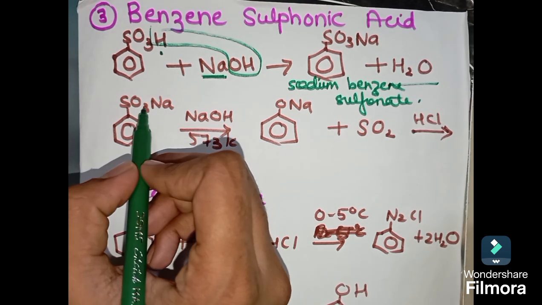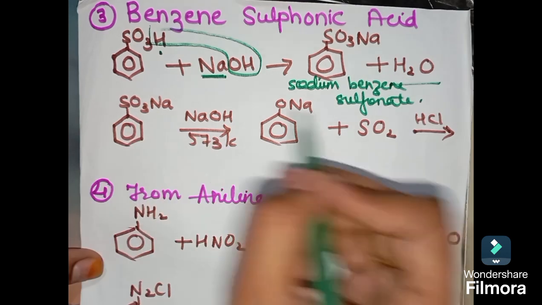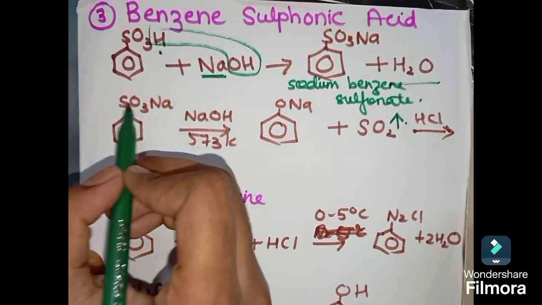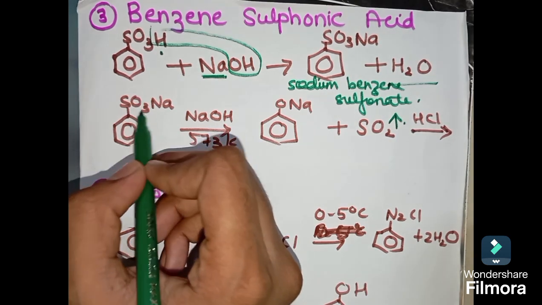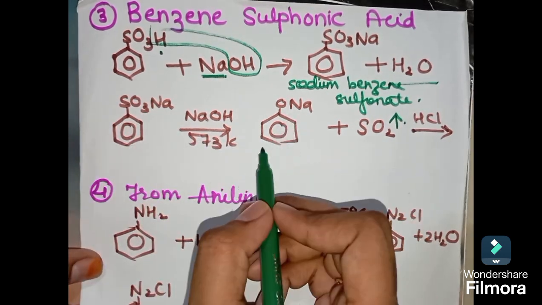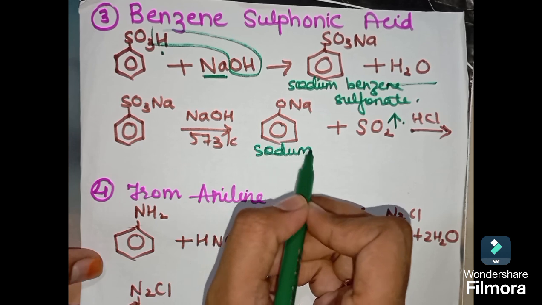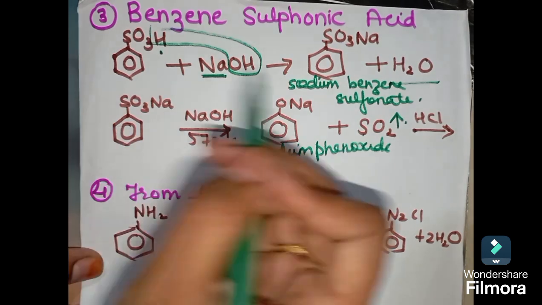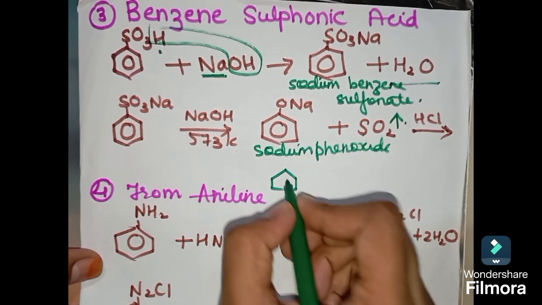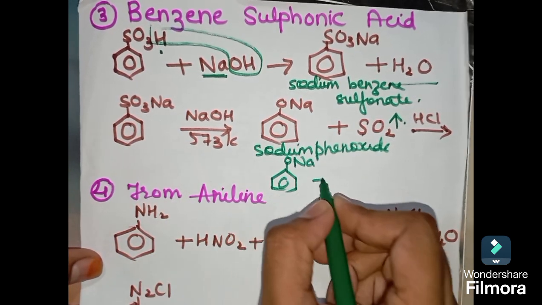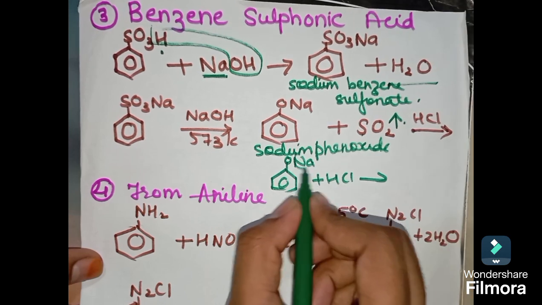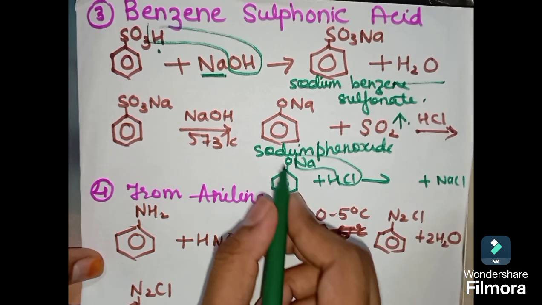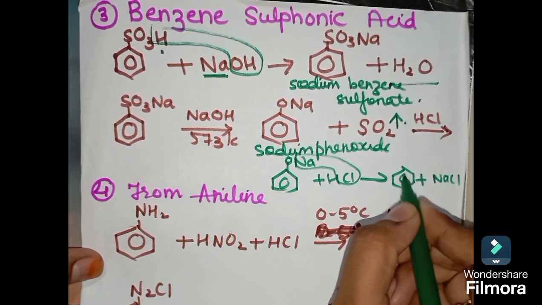Now what will happen over here, students? This SO2 will get evaporated. Now whatever is remaining over here, one oxygen and Na, will form sodium phenoxide. Okay. But this is not the final product, right? I have to get phenol. How I will prepare phenol from sodium phenoxide, that you are aware of. I have to take HCl, and this Na will combine with the Cl, and this H will take the place of Na. It will form phenol.